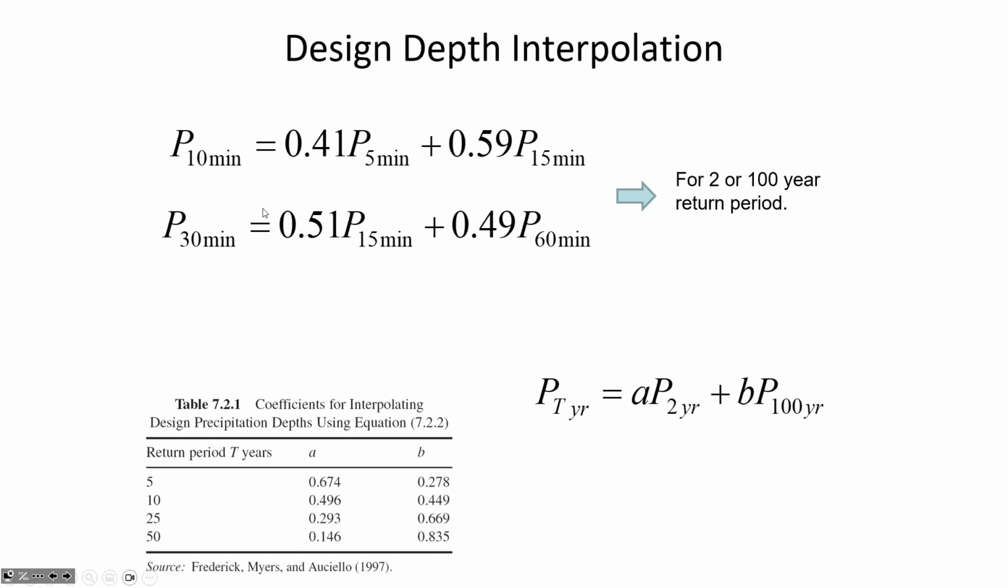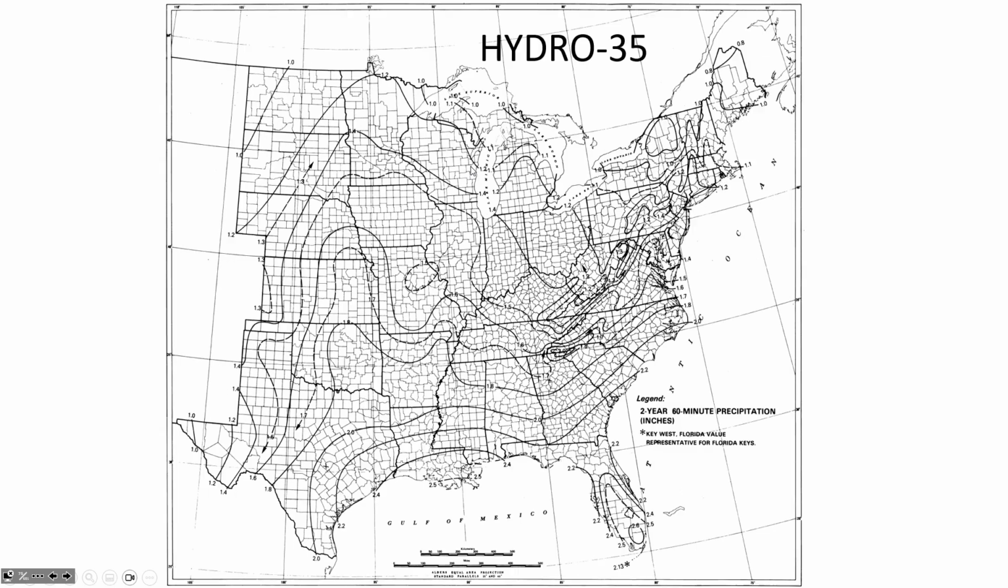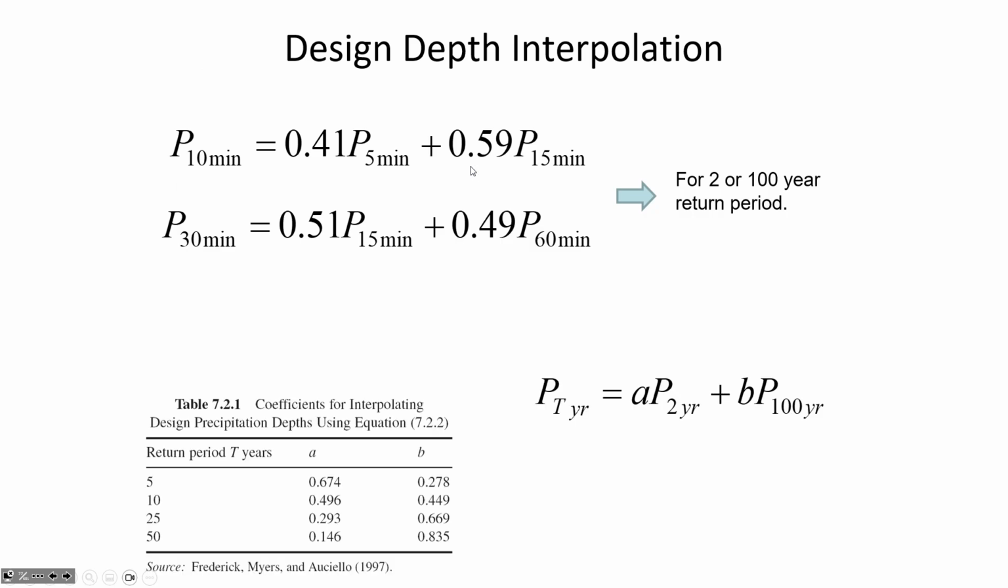And then there's also a table, an equation in our book that allows us to take the 2 and 100-year data and then find out what's the 5-year, the 10-year, the 25 and 50. So in the homework assignment that you've got to work on for Wednesday of next week, I ask you to go through and use these equations. So it's looking up some information from this map and then applying these equations to determine what is the precipitation depth for a 2-year storm, a 5-year storm, a 10-year storm, and so on.